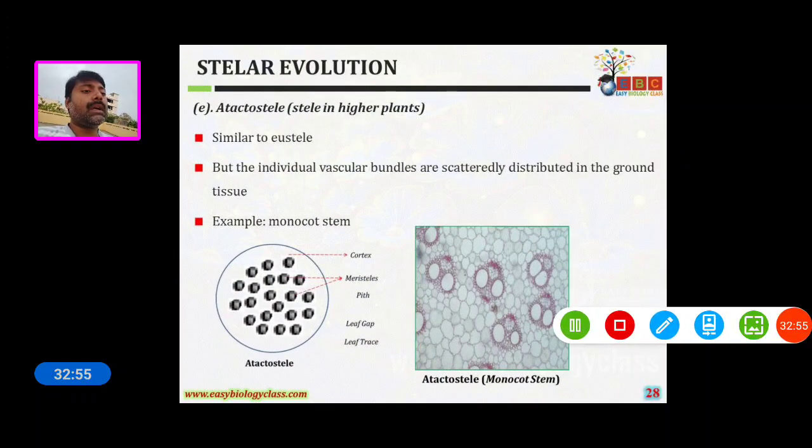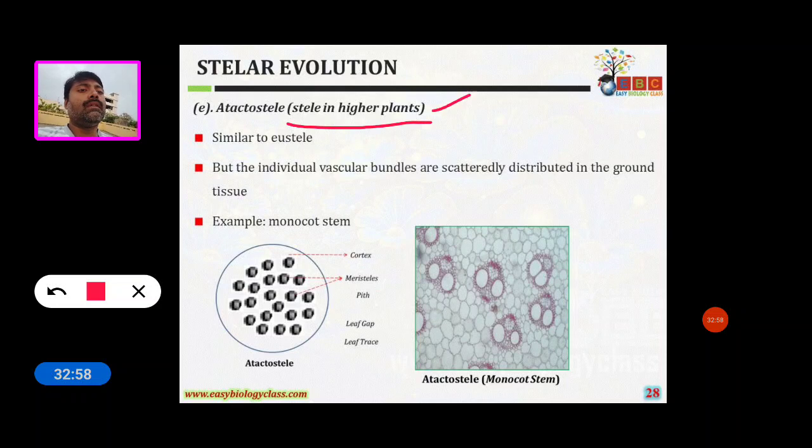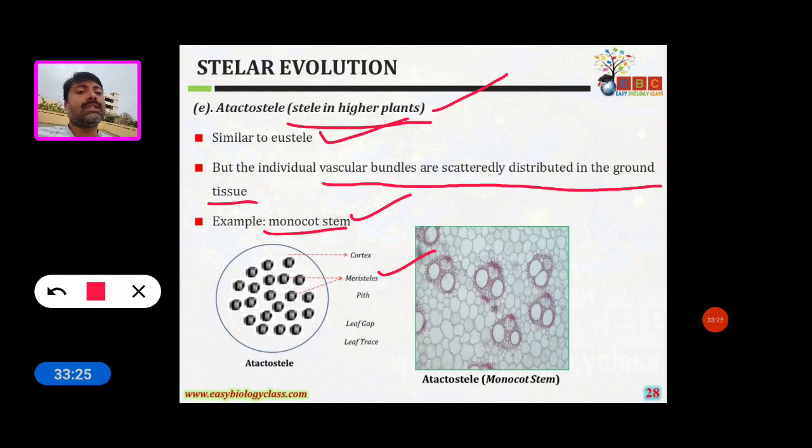The next one is the atactostele. Atactostele we can also see in higher plants. It is similar to eustele, but the difference is that the vascular bundles are scattered in the ground tissue. So in that, the vascular bundles are scattered. This type of stele we can see in all monocot stems. These are the meristeles, the scattered vascular bundles. They are called meristeles. These are the leaf gaps and the leaf traces. Atactostele we can see in all monocot stems.